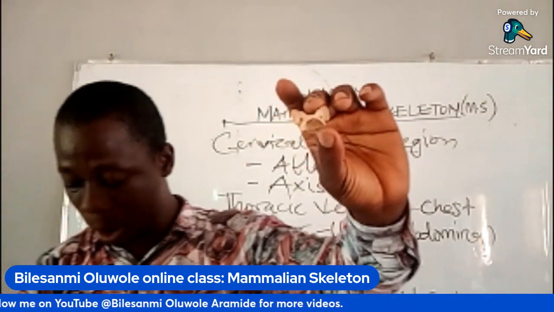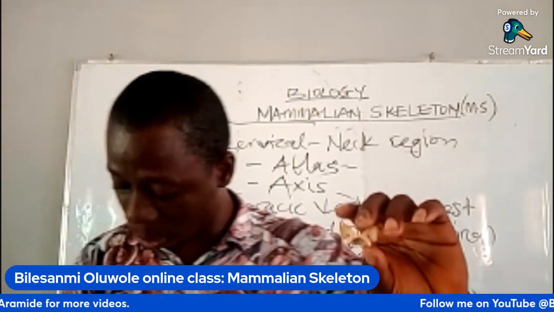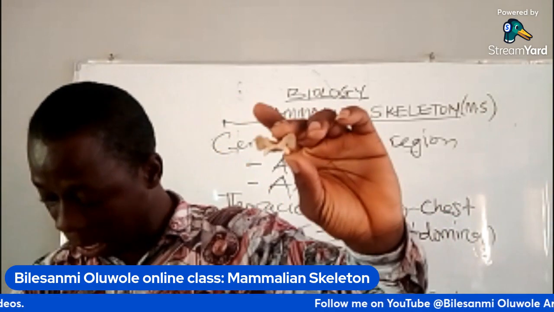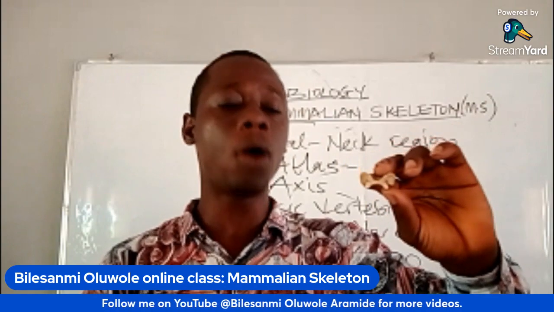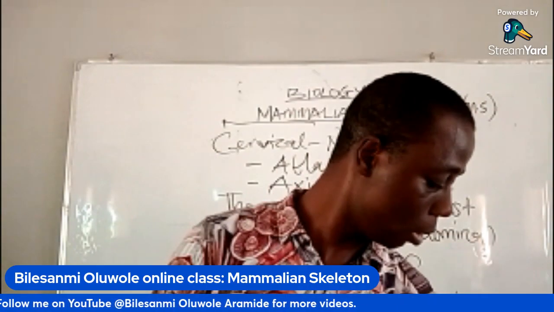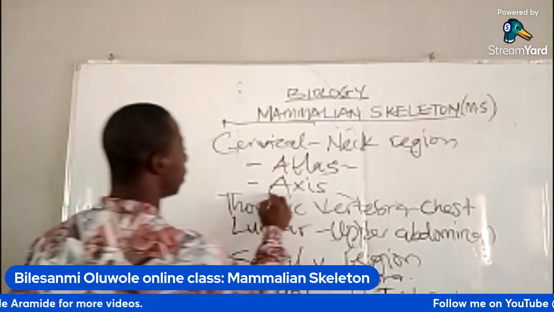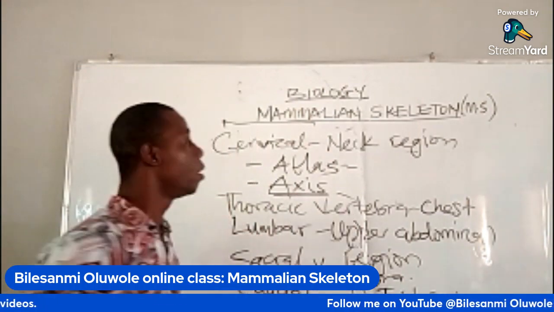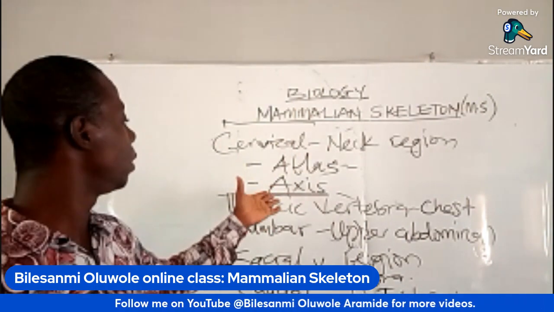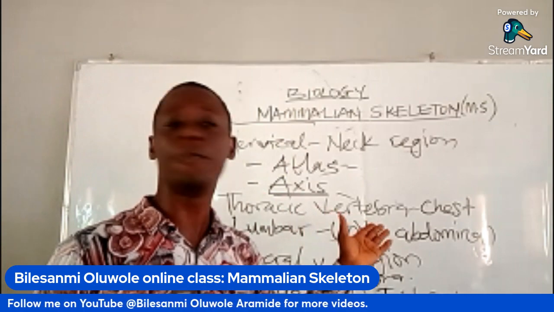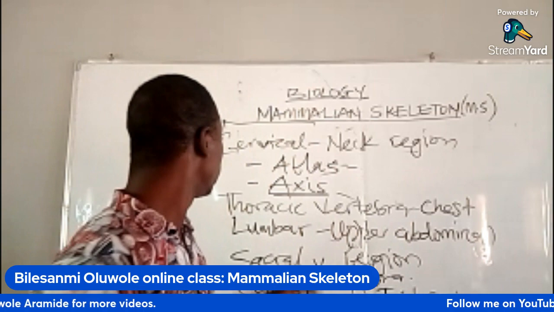This is an example of atlas vertebrae, the first two vertebrae. And what is the function of this atlas vertebra? The main function is for nodding. It is one that allows nodding of the head. Now let us go to the axis, which is the second cervical vertebra. And what is the function of this? It is meant for the twisting of the head.